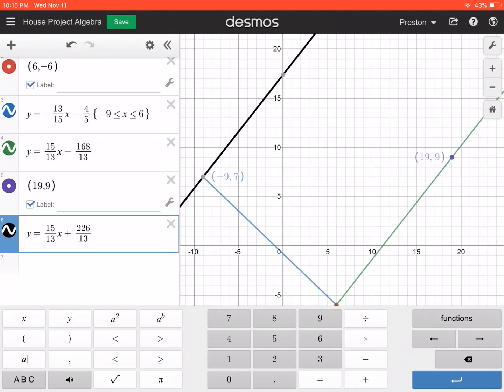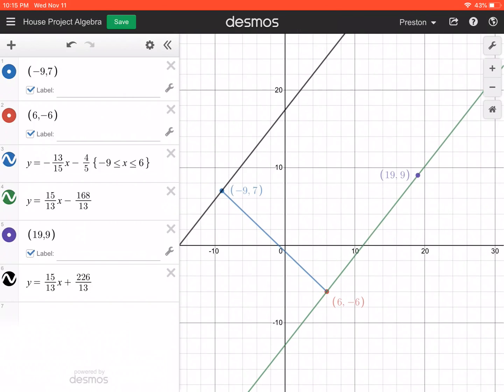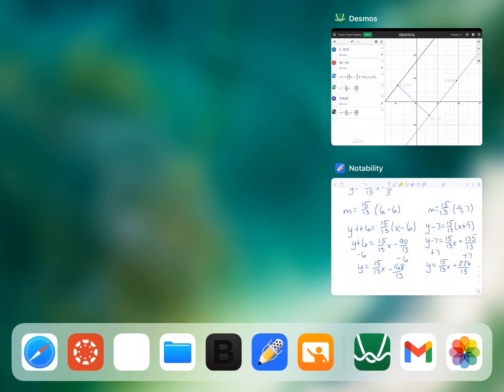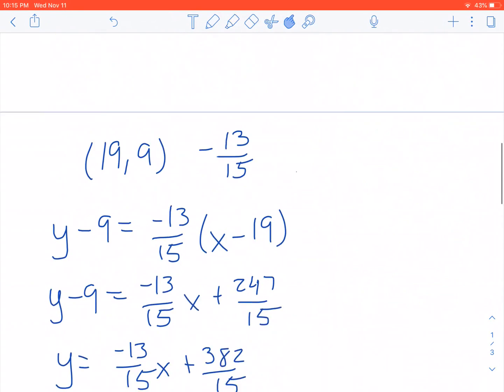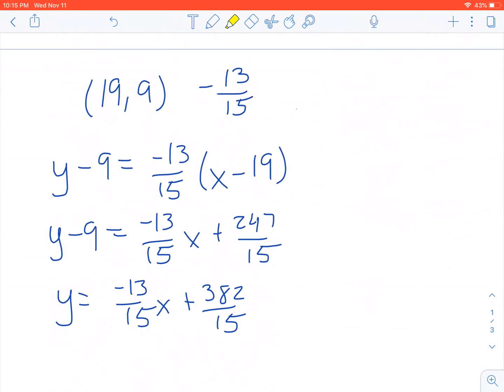Then from there, I'm going to need the top of my house. That's not yet the roof, but it's going to be parallel to my blue line and goes through the point 19, 9. That's the point that I just found. Like I said, just find a point using your slope that makes sense for the height of your house, and they come out to even numbers with no decimals.